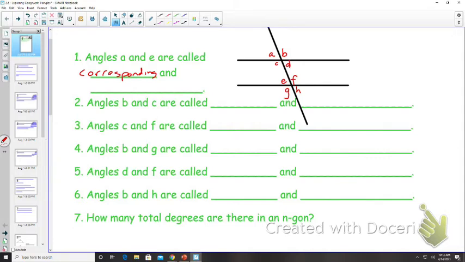Yeah, so angles A and E are called corresponding. And same side angles. Oh, same side exterior? No, they're same side alternating, right? Alternating, because we have an interior and an exterior.